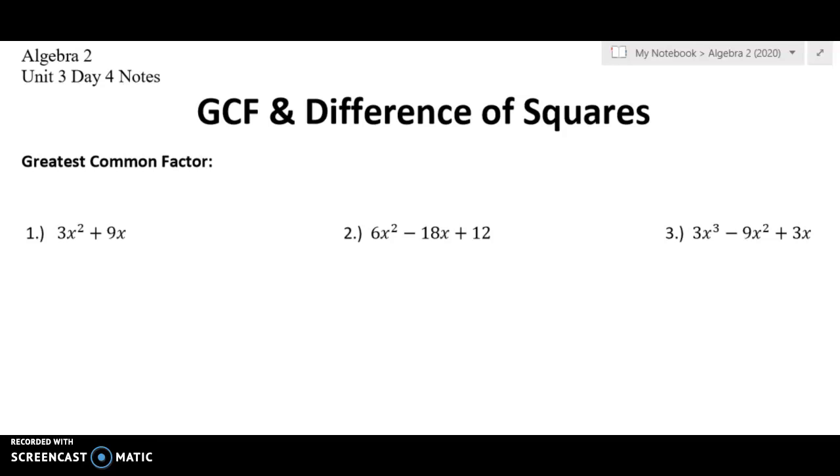Hi guys, we are on Unit 3, Day 4 notes. So the title for today, the topic for today is GCF and difference of squares.